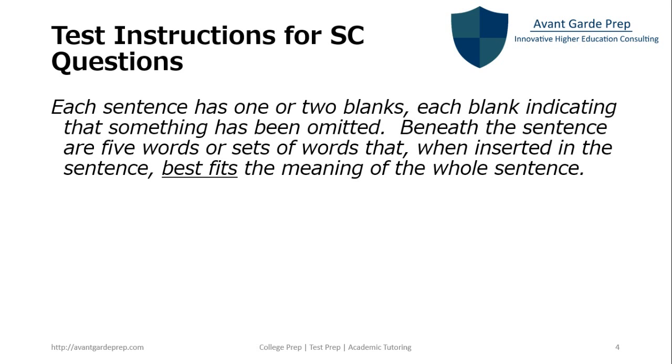Each sentence has one or two blanks, each blank indicating that something has been omitted. Beneath the sentence are 5 words, or sets of words, labeled A through E. Choose the word or set of words that, when inserted into the sentence, best fits the meaning of the whole sentence. So now you know what you need to do, and you don't have to waste any test time on the day of the test figuring out what you have to do for sentence completion questions.